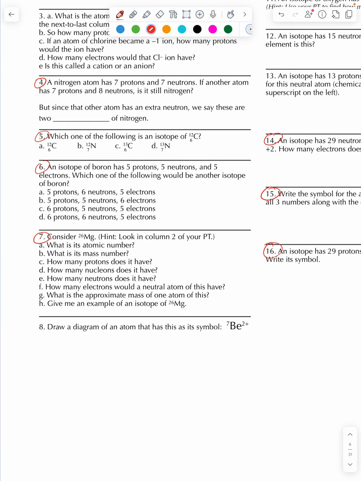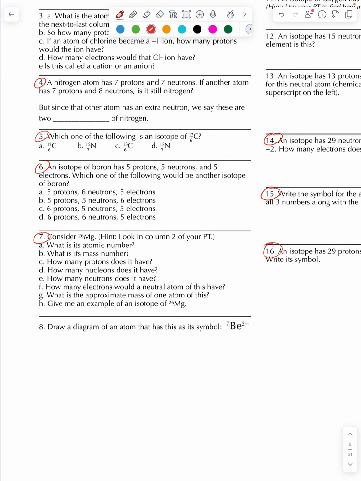A nitrogen atom has 7 protons and 7 neutrons. These are isotope questions. This is what I meant earlier about sample isotope questions I might ask. If another atom has 7 protons and 8 neutrons, is it still nitrogen? Yeah. 7 protons is what makes nitrogen nitrogen, right? But one has one more neutron than the other, so that means they are isotopes of each other.